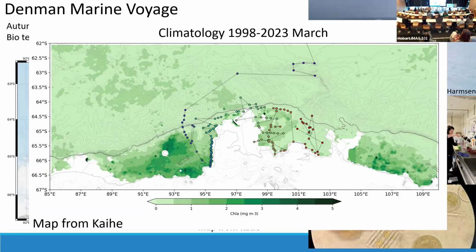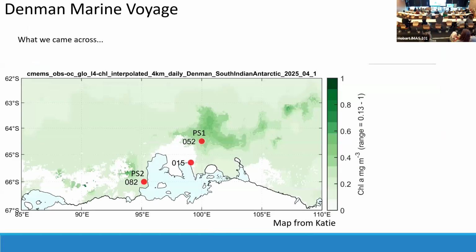So what we expected before the voyage, so we went to sea with this climatology of satellite chlorophyll concentration. This is a map that Kay made that showed that over the last couple of decades, in this region, there's usually really low chlorophyll concentration on the eastern side of the study region, but quite high around the Shackleton Polynya.